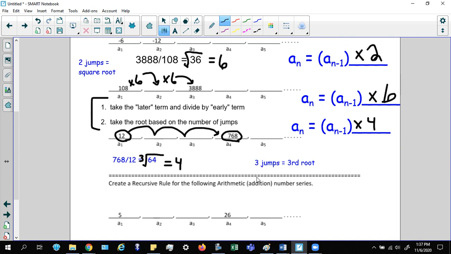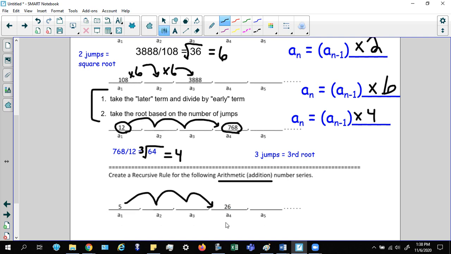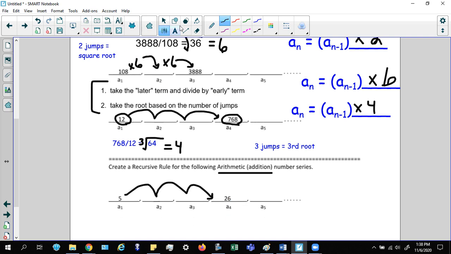Now, the last one here, and that is arithmetic. So that means I'm adding every single time. So that means I'm adding something to here, to get to here, to get to here, and then get to 26. Okay? So these steps are very similar to the steps up here. Okay? So I know we're running a little long. I'm going to try to get this over as quick as possible.